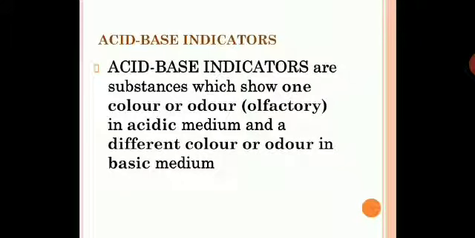Acid base indicators are substances which show one color or odor in acidic medium and a different color or odor in basic medium. Once you know that a particular acid shows a color change with a particular indicator, it becomes a sure test for us. Please take this down in your notebook. Acid base indicators are substances which show one color or odor; that means they are called olfactory indicators. In acidic medium and basic medium, they will show different color or odor.